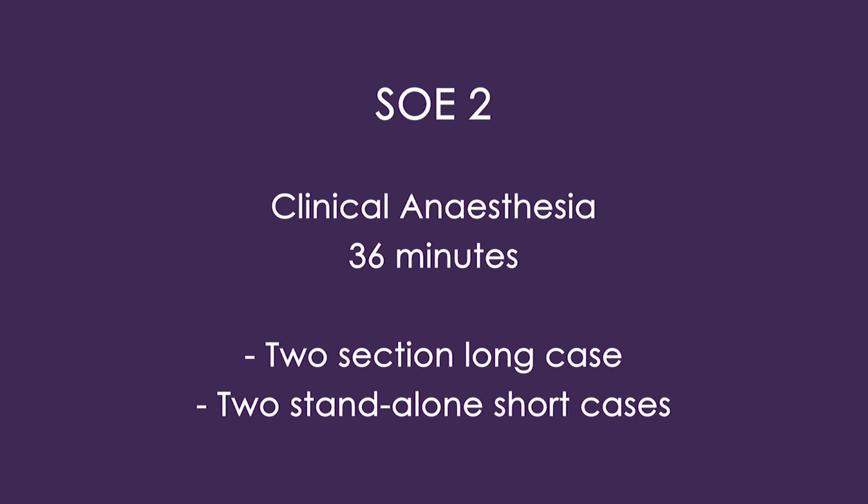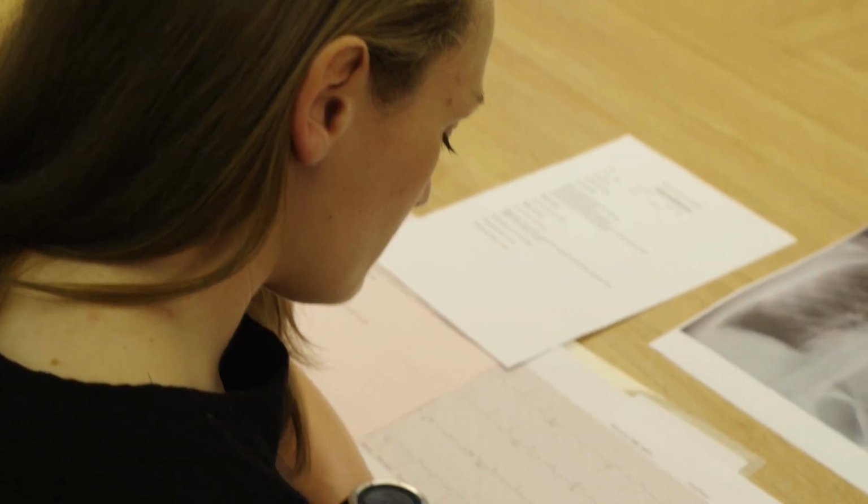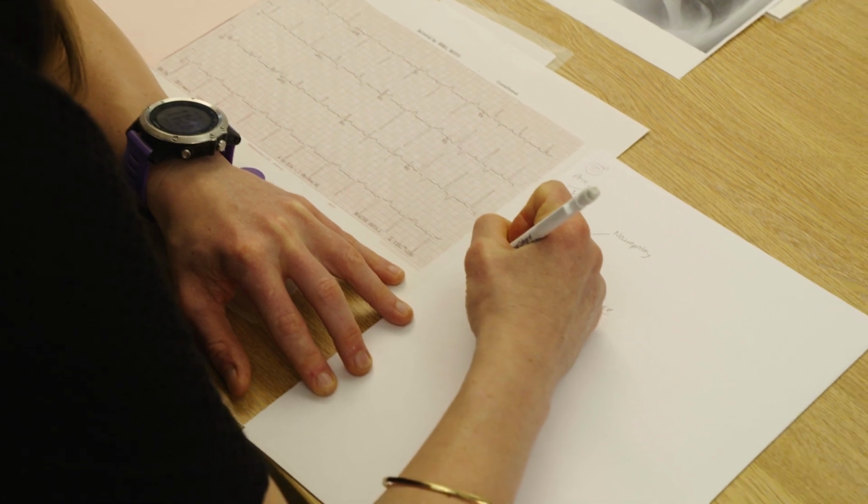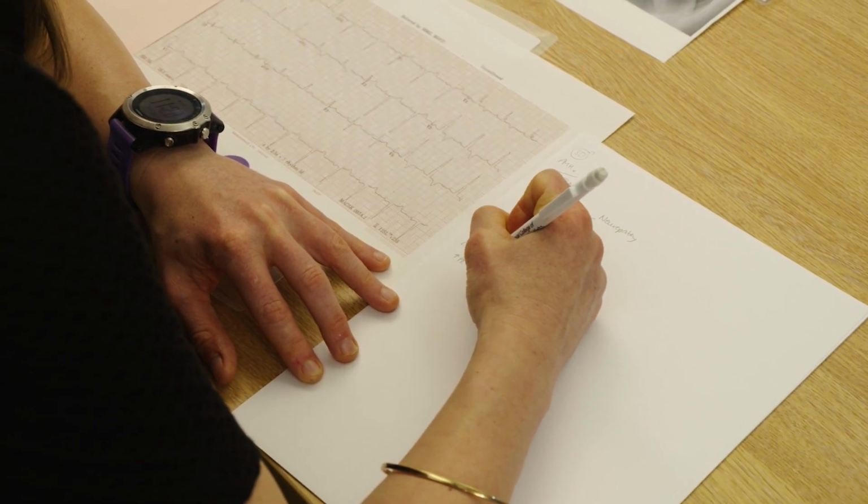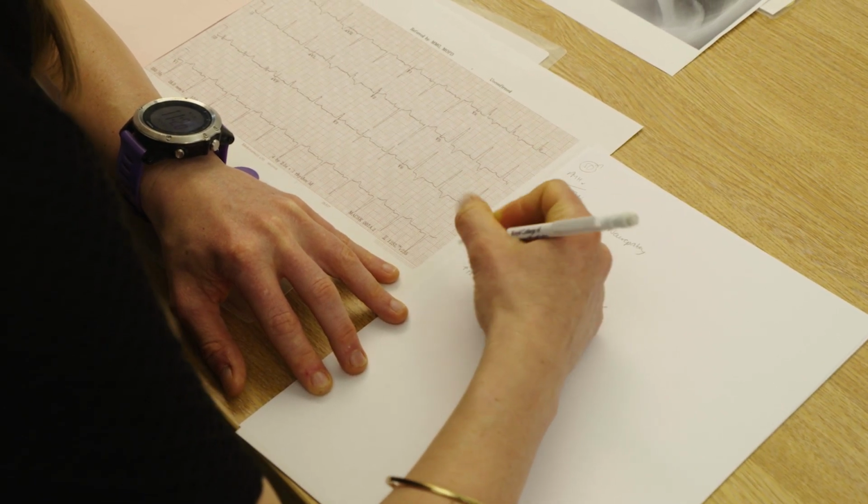This short video will provide you with information and instructions about your next examination. Following this briefing, you will undertake your Clinical Anaesthesia examination, which consists of a long case and 2 short cases in 36 minutes. The initial 10 minutes of this exam will be spent in this room, where you will review a long case with associated clinical artefacts.